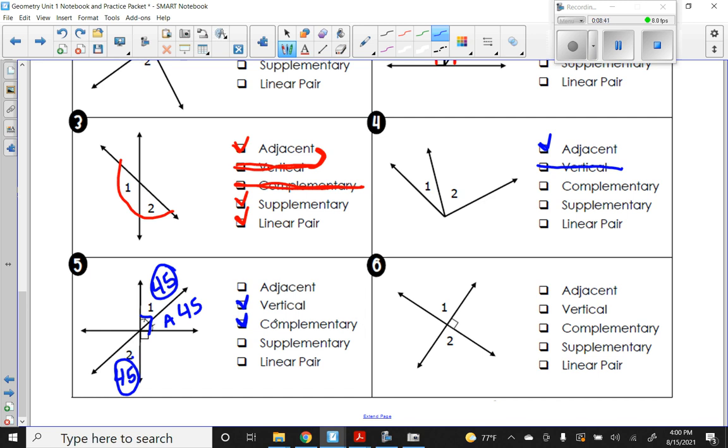The only definition required for complementary is that they add up to 90. They do not have to be touching. They do not have to be adjacent or vertical. They just have to add up to 90 degrees.